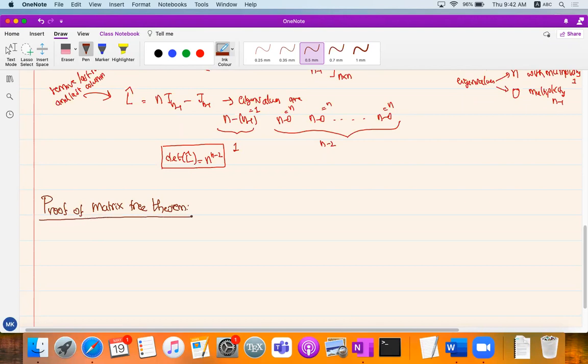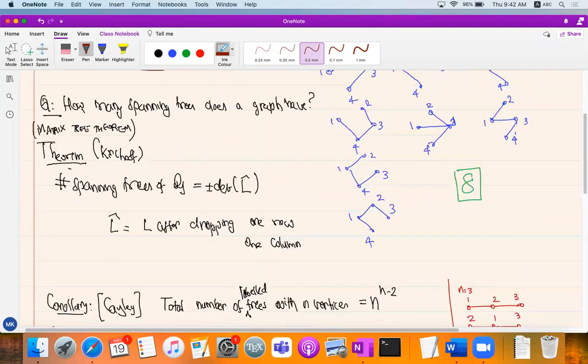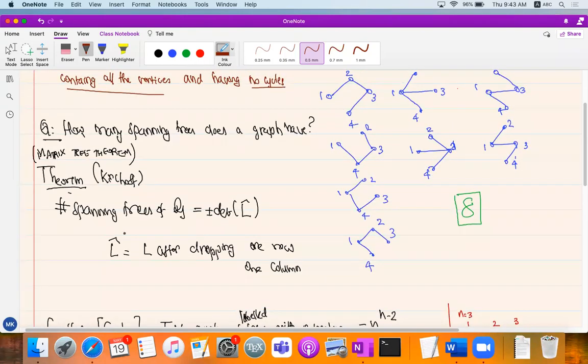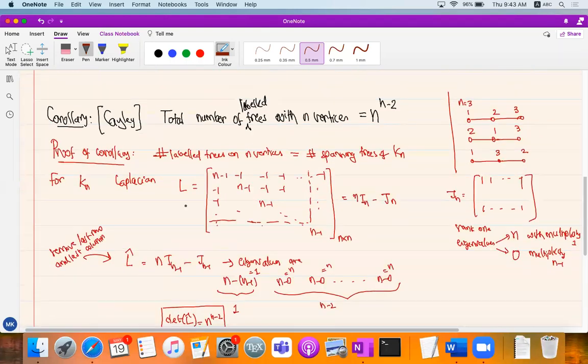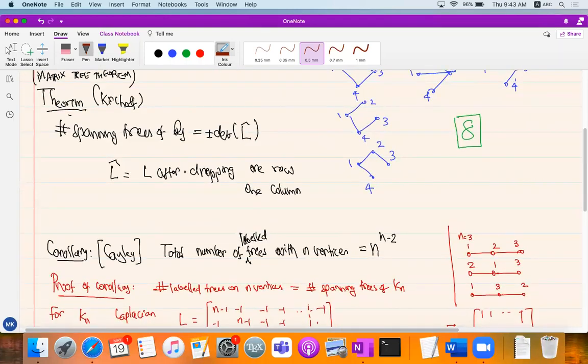Matrix tree theorem. Okay, so we want to prove that the number of spanning trees is equal to the determinant of L hat. This question was asked last time: can we drop any row and any column? Yes, we can, but what we will do here is just drop the last row and last column. Equivalently, you can drop any row and the same column.